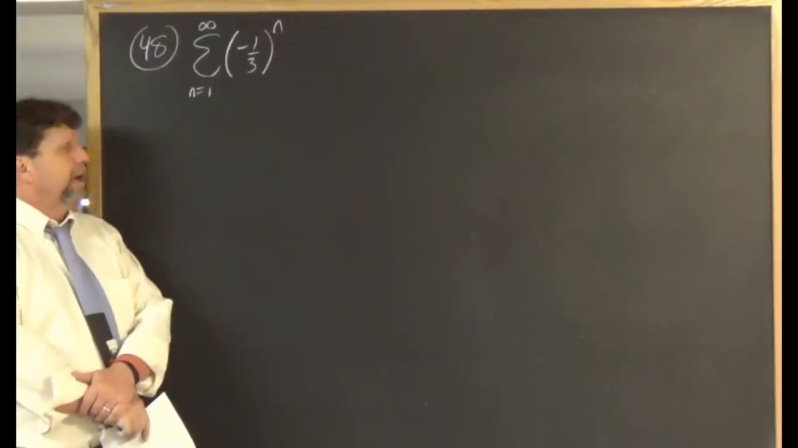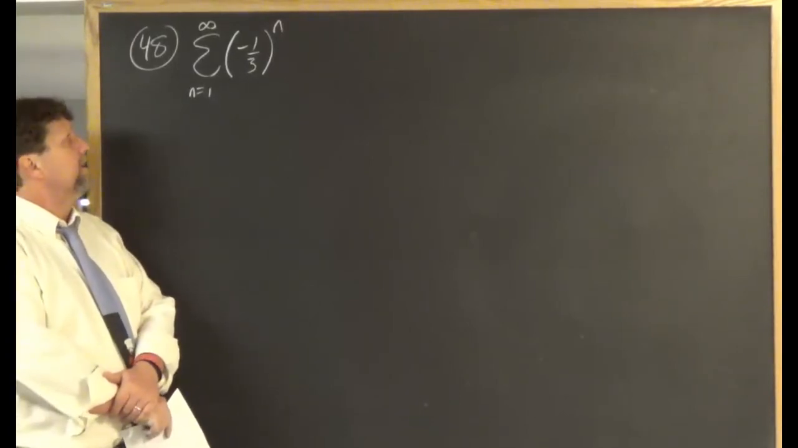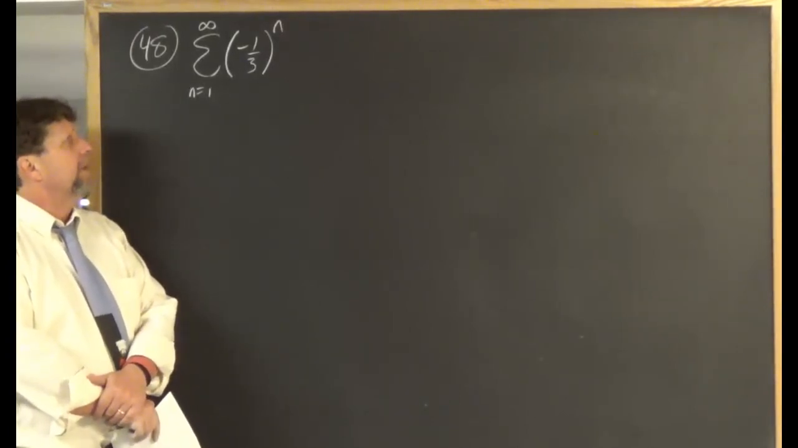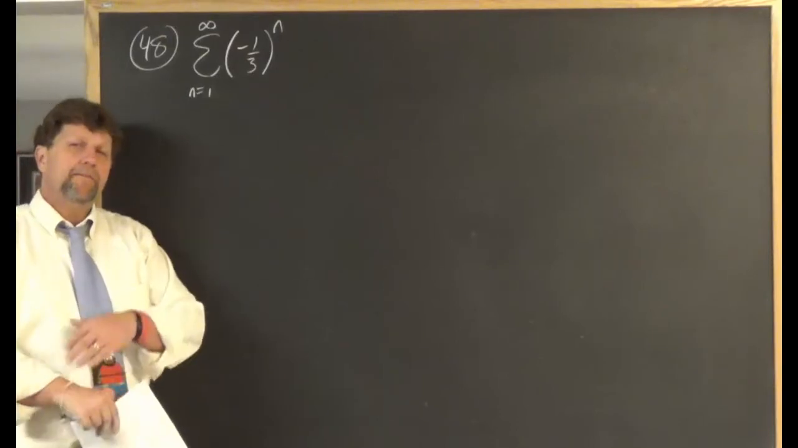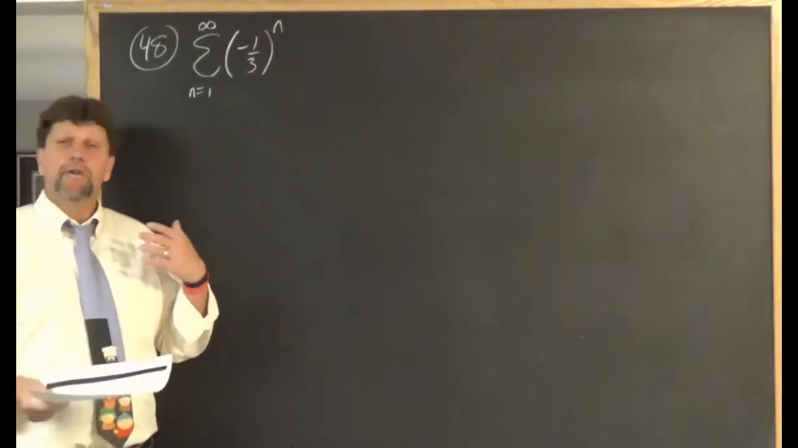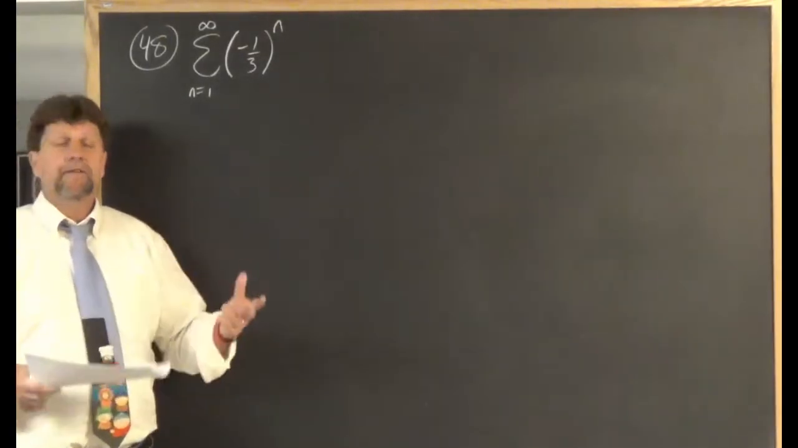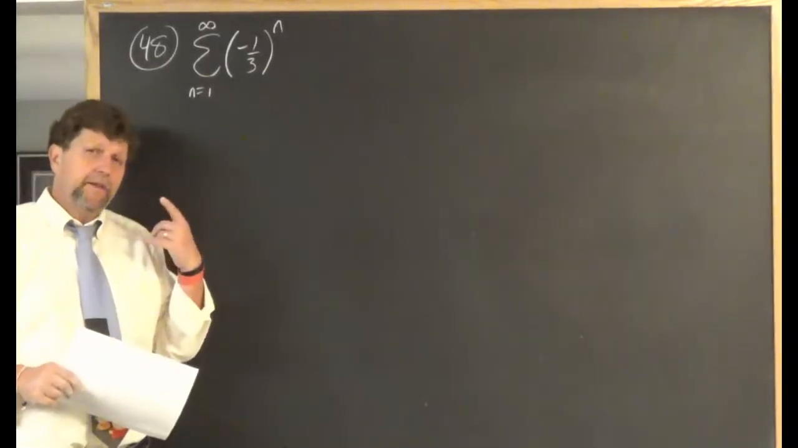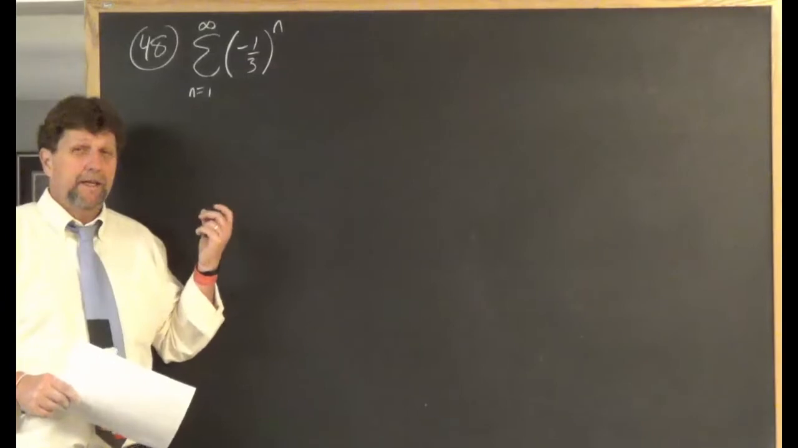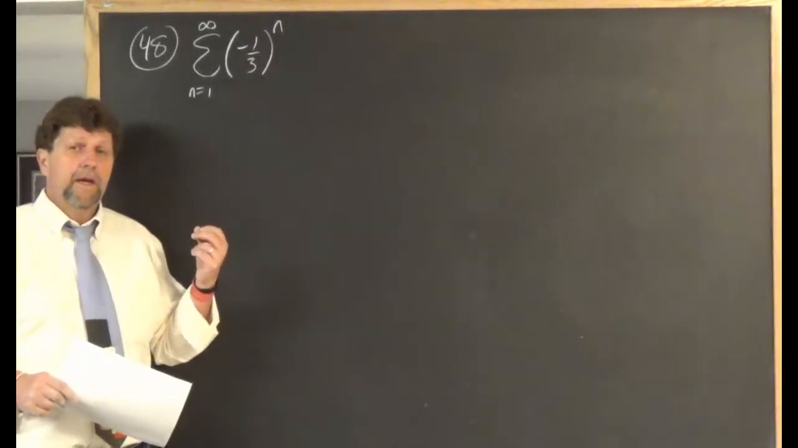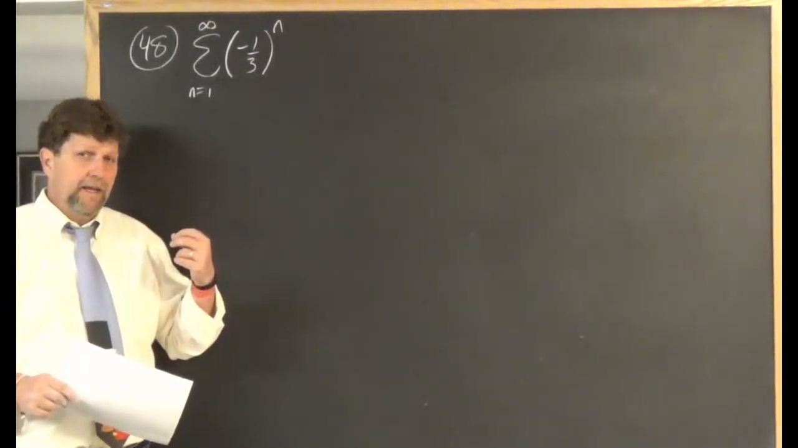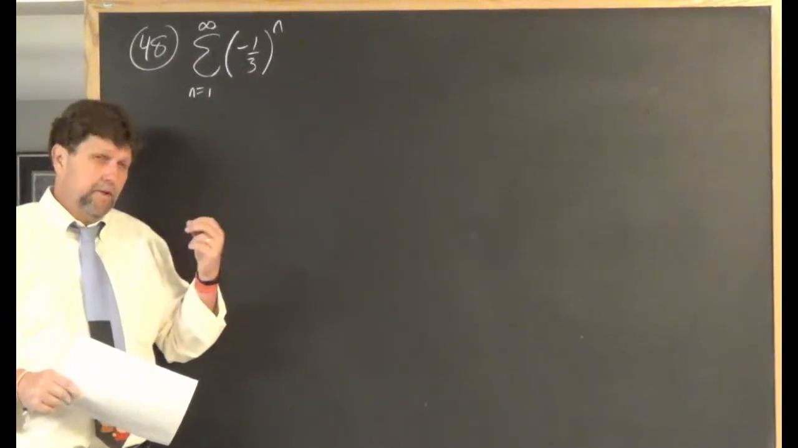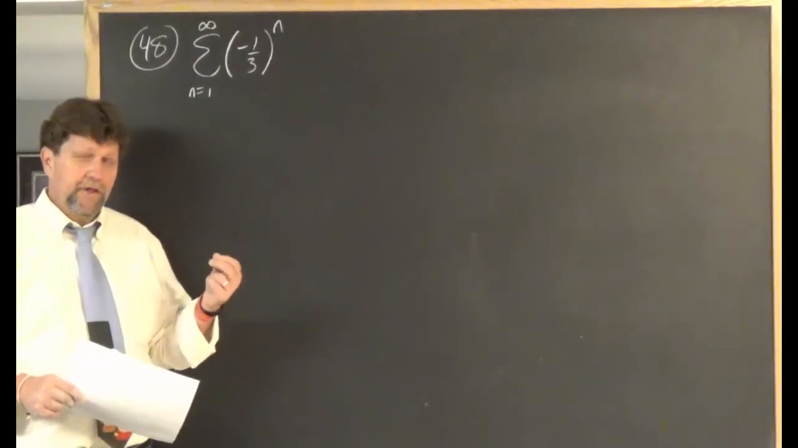All right, here number 48. You were given the series n equals 1 to infinity of negative 1/3 to the n, and you're asked, does it converge? Does it converge absolutely? Does it converge conditionally? Or does it diverge? The first thing that pops out to me is that this looks like it's geometric in form. So right now I'm thinking, it's going to converge and it's going to converge absolutely.